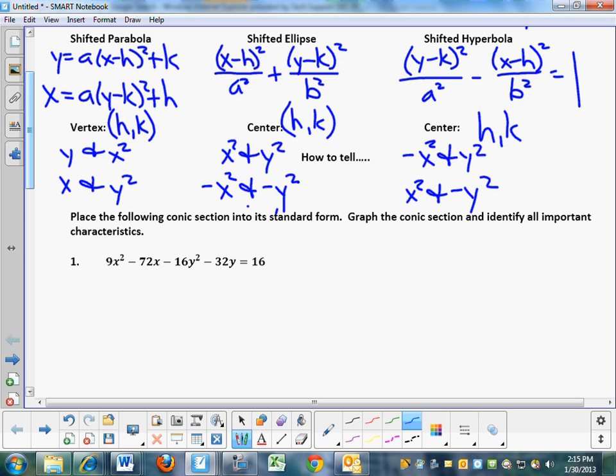So, which one is the first one? Which one is the 9x squared minus 72x minus 16y squared minus 32y equals 16? Looks like the 9x squared is positive. The 16y squared is negative. One is positive, one is negative, so it is a hyperbola. So that's what we will do. Then we'll put it in the form, and we'll graph it and find all the characteristics.